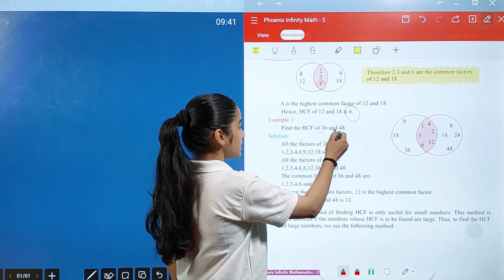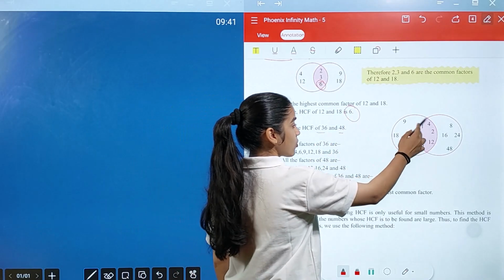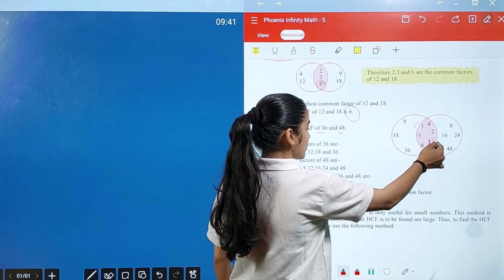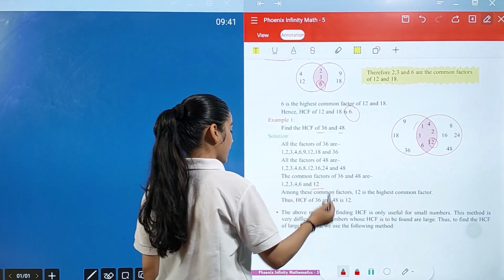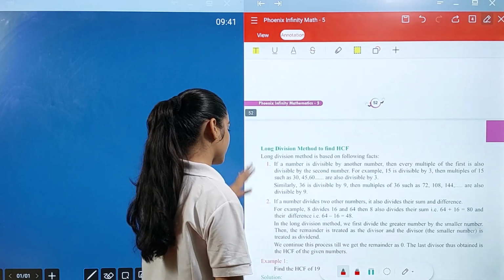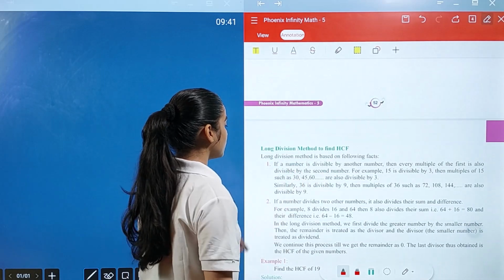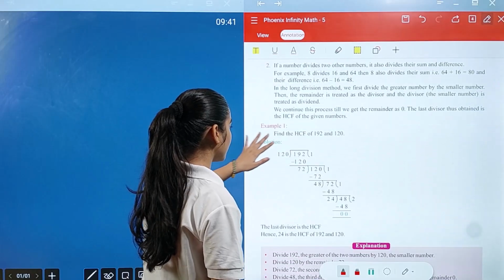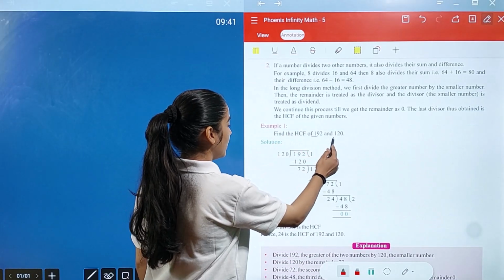Now for 36 and 48, in the same way, we have these common factors, and among these 12 is the greatest. So we can easily find that the HCF of 36 and 48 is 12. Now, the long division method to find the HCF. For this, find the HCF of 192 and 120.